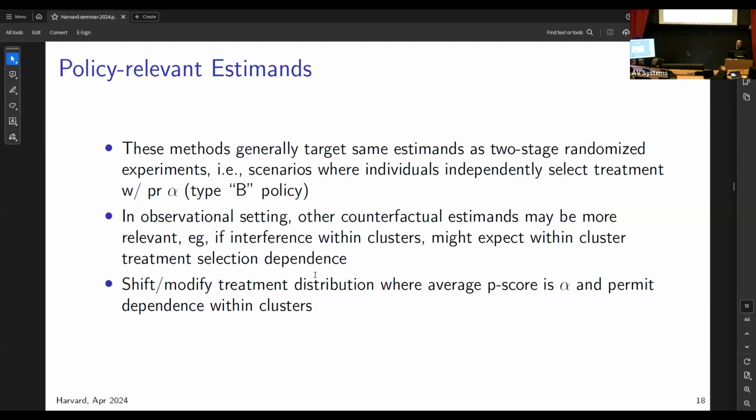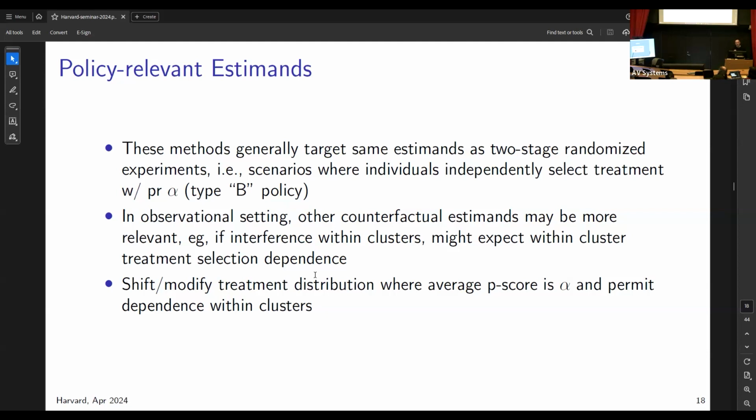So I mentioned earlier, one of the things that's interesting to think about is what are the causal estimands? What are the parameters we're trying to draw inference about? And this first set of papers that came out on observational data with partial interference targeted the same estimands that were proposed from the papers that thought about the two-stage randomized trials.